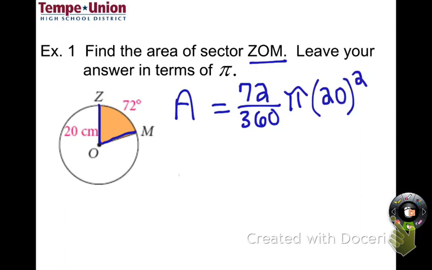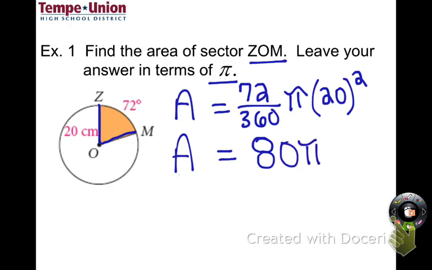Isn't that nice? It's just the area of the circle times whatever fraction of the circle we're trying to figure out. We just plug all that in, and it says leave it in terms of pi, so I'm going to leave the pi out. I'm going to do 72 divided by 360, and then times 20 squared. I got 80, so it's going to be 80 pi. Because it's area, we know it's going to be square units, so it's centimeters squared.